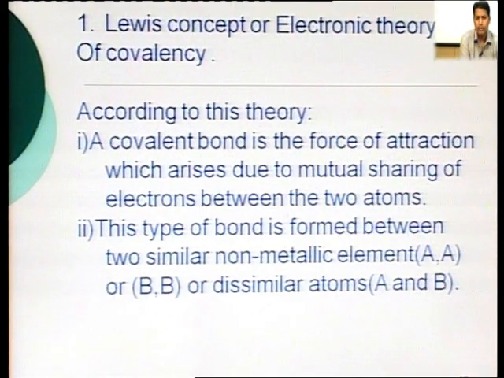Lewis concept or electronic theory of covalency. According to this theory, a covalent bond is the force of attraction which arises due to mutual sharing of electrons between the two atoms. This type of bond is formed between two similar non-metallic elements, for example A-A or B-B, or dissimilar atoms. So, due to sharing there is attraction.